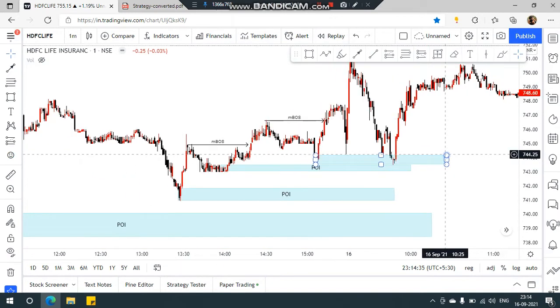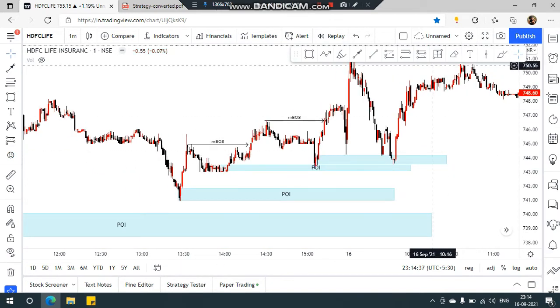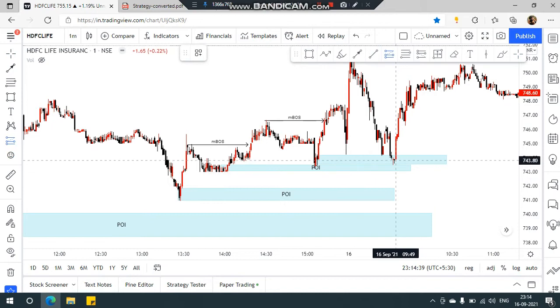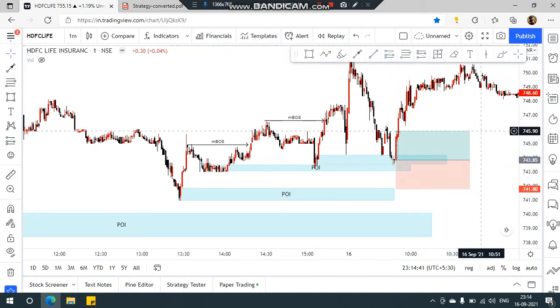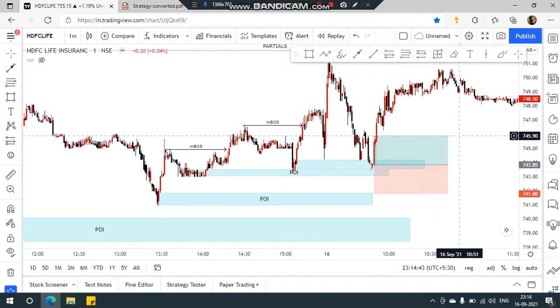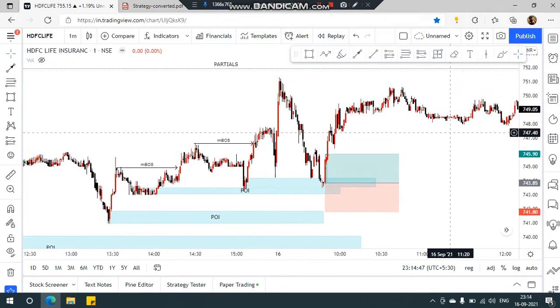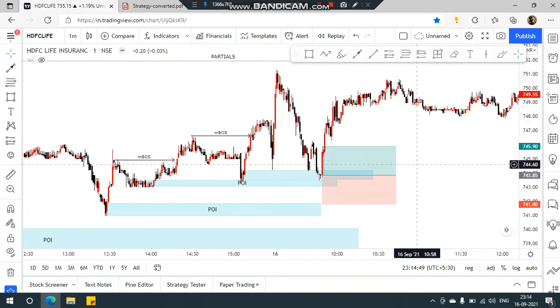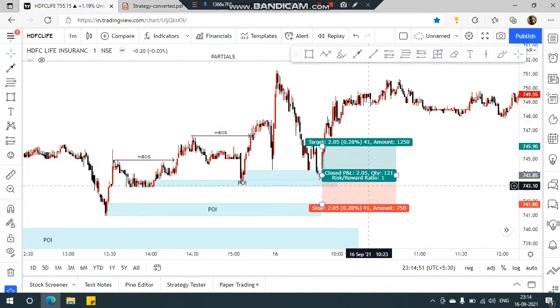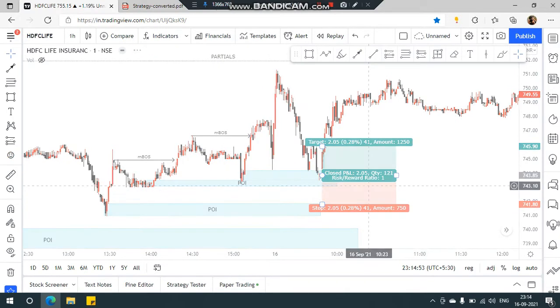For the stop loss, let's see. I'm going to place my buy order here. Imagine if I place my buy order here, but in actuality I placed my buy order here. If I place my buy order, let me go to maybe the 1 hour time frame.